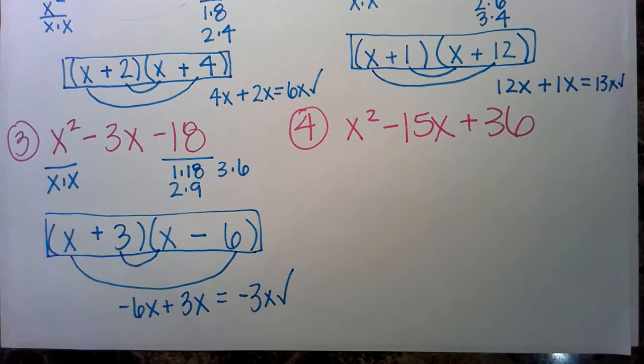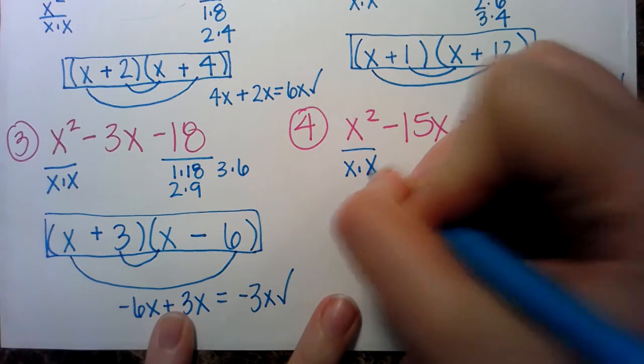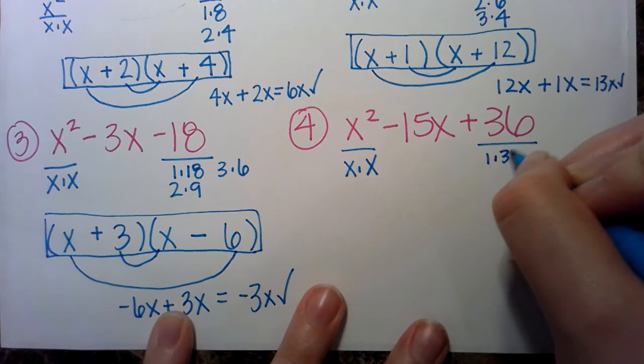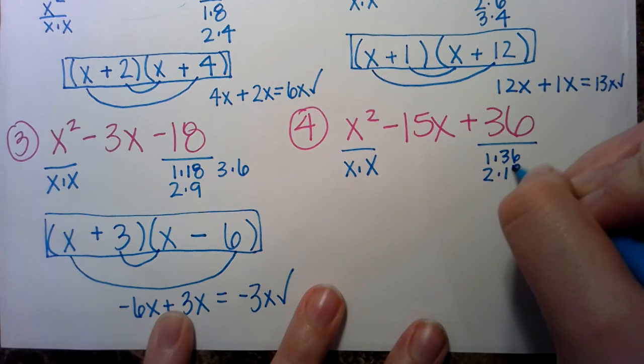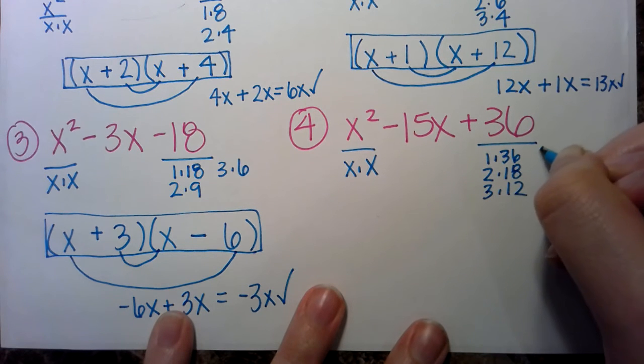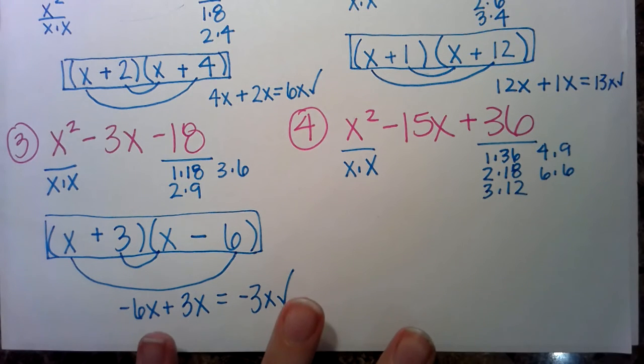My next example, I'm going to do the same thing. I'm going to find all my values. So I have to find x times x. That's x squared's factors. 36 is going to be 1 and 36, 2 and 18, 3 and 12, 4 and 9, and 6 times 6.